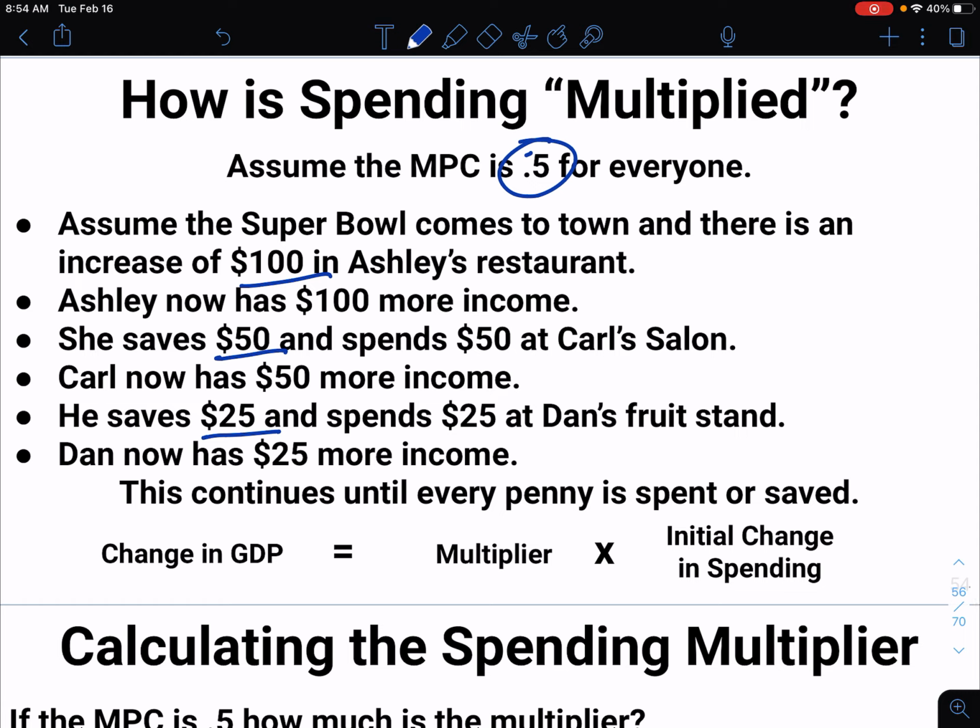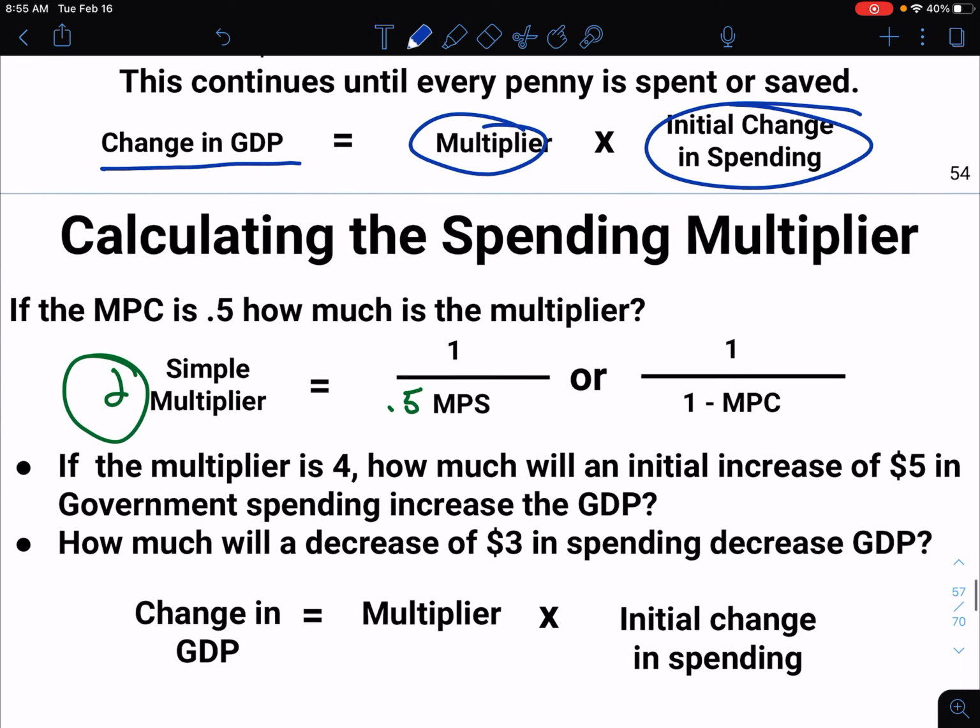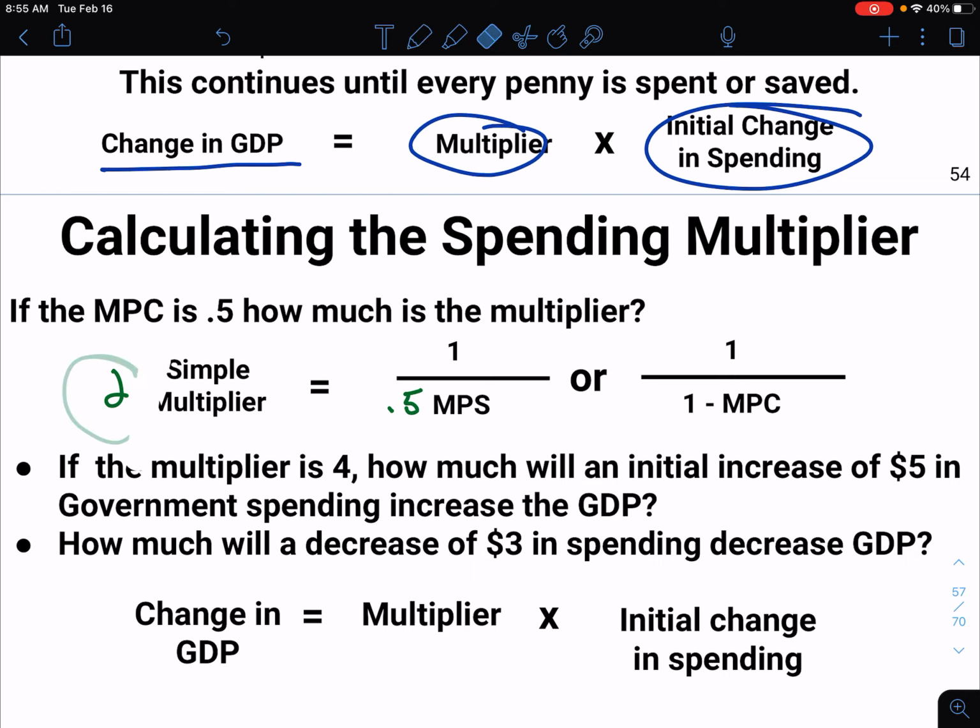We could either do calculus or we could just do a very simple formula. But first, let's just do some basics. Our change in GDP equals our multiplier, which we're about to learn how to find, times the initial change in spending. Okay, so if our MPC is 0.5, then for our simple multiplier, all we do is take 1 over our MPS, or 1 minus our MPC. Now, of course, they are the same because we chose 0.5. And that gives us a multiplier of what? Well, 1 over 0.5 equals 2. Okay, so in that example.